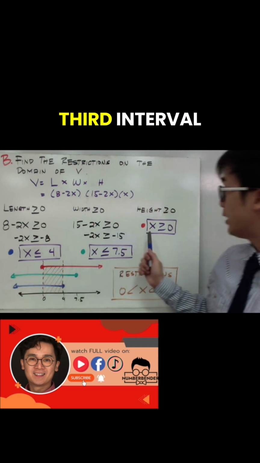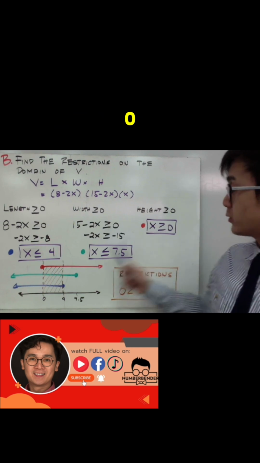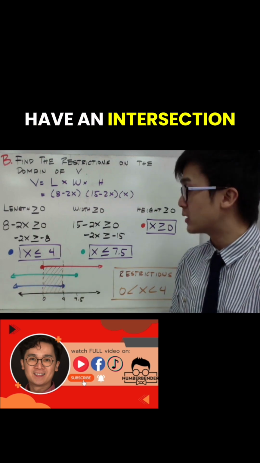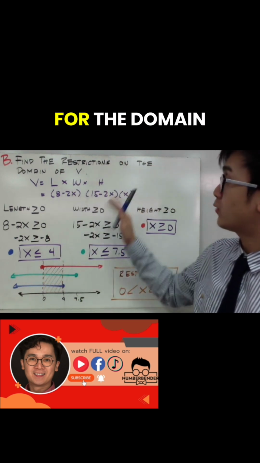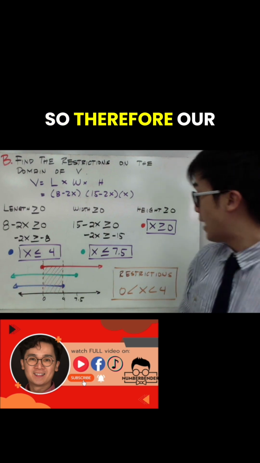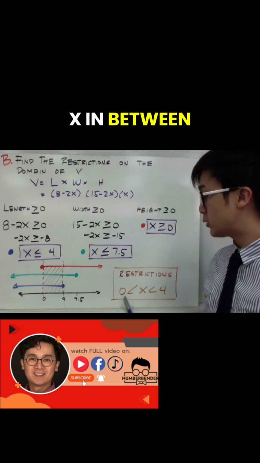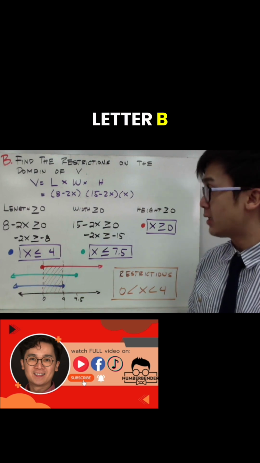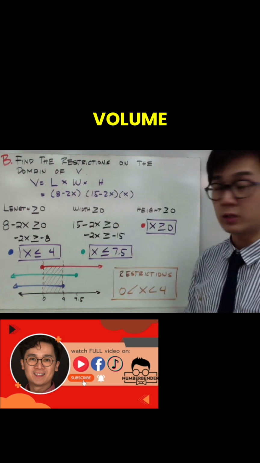And for our third interval, for the height, x greater than or equal to 0, this is 0, and you will notice that we have an intersection, and the intersection is basically giving us the restriction that we need for the domain of the volume. So therefore, our restrictions should be all values of x in between 0 and 4. So that's how we answer letter B, by finding the restriction of the domain of your volume.